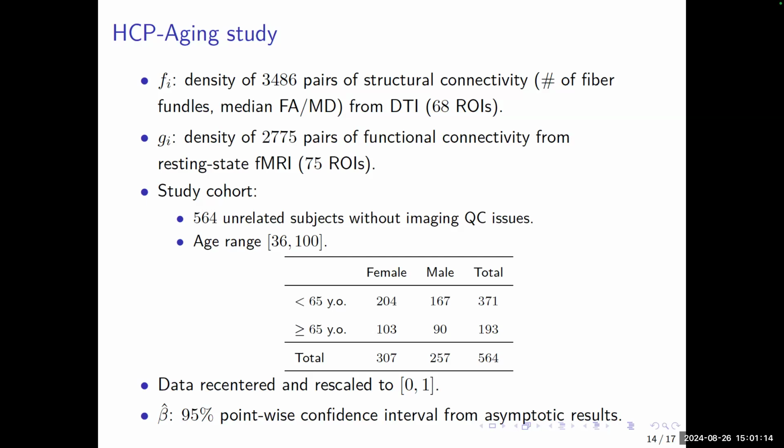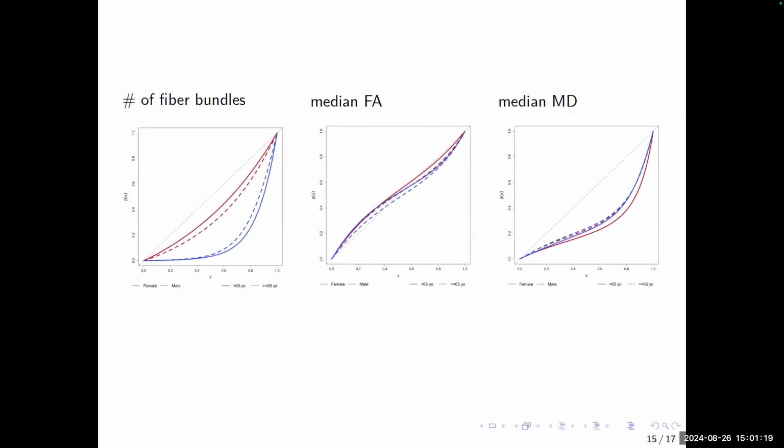Also, I think in Tintin's study, they show some difference between male and female, and year pattern, age pattern. So this is also what we see here. For example, if we use the predictor using the number of fiber bundles, we know the distribution of the number of fiber bundles is super skewed to the right. So then we see this convex curve of the warping function because the functional connectivity distribution is closer to the bell shape. So we see the difference.